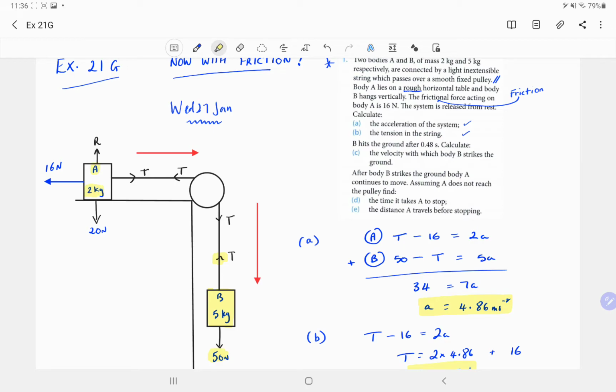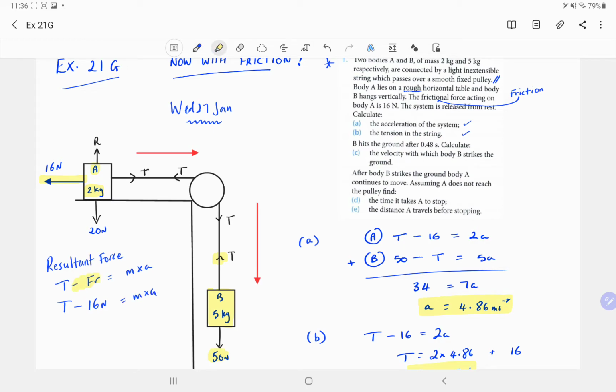Previously, in the previous question, the only horizontal force acting on this was the tension. So the tension was equal to mass times acceleration. But now we have a rough table, so we have friction pulling against it. So we have a force acting against the tension. So the resultant force, remember for F equals MA, we're always talking about the resultant force. So the resultant force in this case is going to be T subtract 16 newtons. So that is T subtract the friction. And that's going to be equal to mass times acceleration.